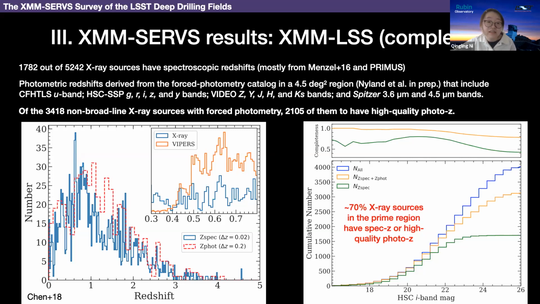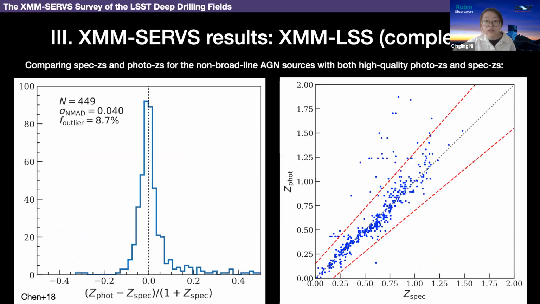Here I plotted figures from Chen et al. 2018 showing the distributions of spec-z and photo-z and how the number of spec-z or photo-z varies as a function of HSC i-band magnitude. If we compare the spec-z and photo-z, we find that for non-broadline AGN sources, the photo-z measurements are generally very reliable.